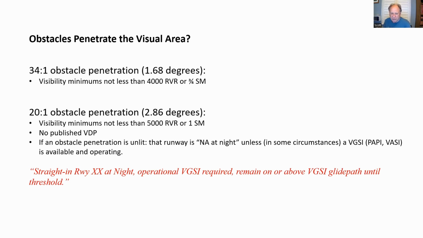And if the obstacle penetration is unlit, like a tower, that runway is then not authorized at night for instrument approaches. But in some circumstances, if there's a VGSI installed on the runway and it meets other criteria, then that might not be required. You might have the procedure authorized at night if you have a VGSI that qualifies. So the note on the procedure that you're going to see is stated: straight-in runway XX at night, operational VGSI required, remain on or above the VGSI glide path until threshold. This is just to ensure the VGSI is checked for obstacles. So as long as you're flying above or on the VGSI glide path, you should be okay with any obstacles.